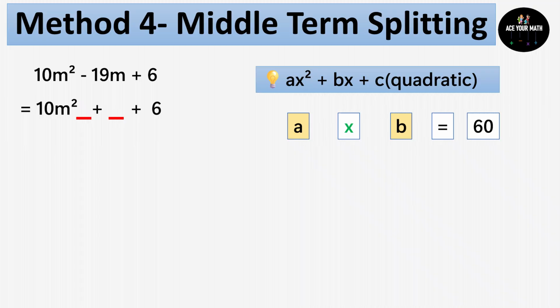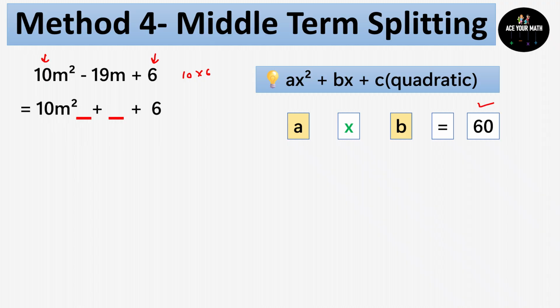See, how to take 60 here? Look at the question again. What is the constant term? Constant term is 6. And now look at the first term. What is the coefficient of m square? It is 10. So when you take the product of 10 and 6, what do you get? 60. So that 60 you will consider here.